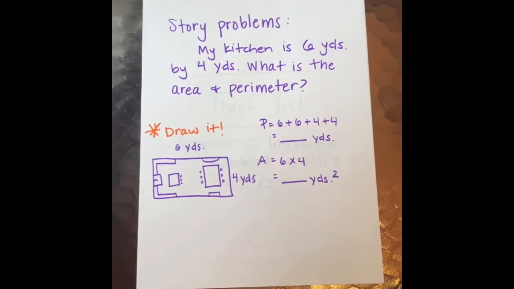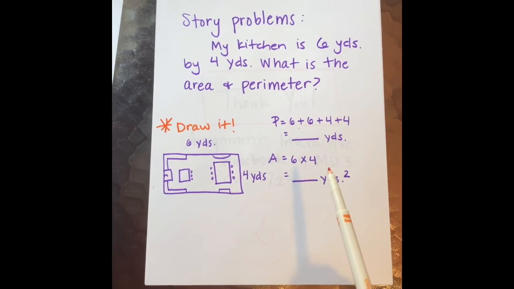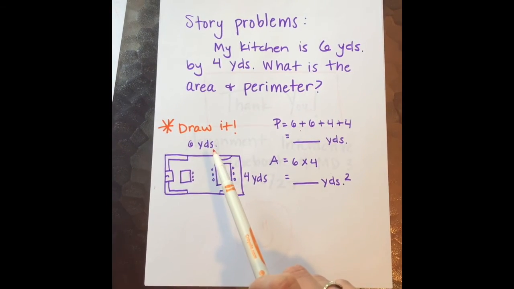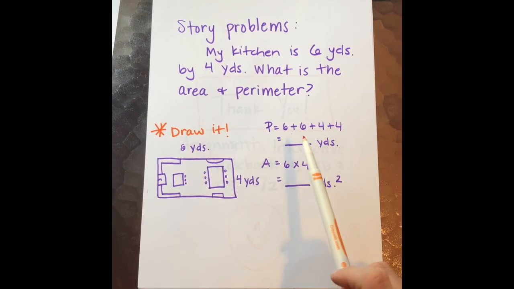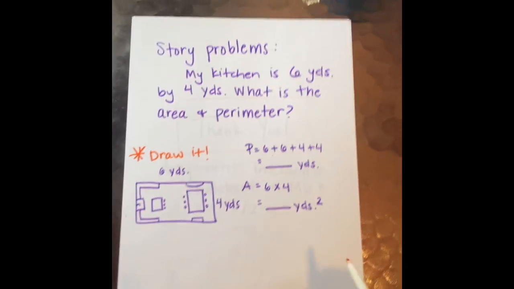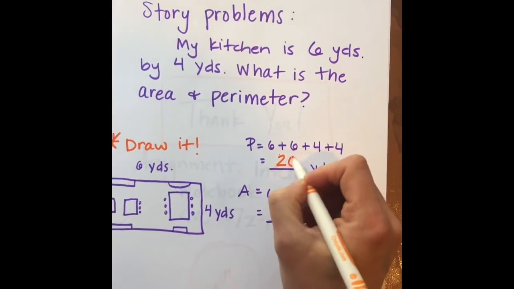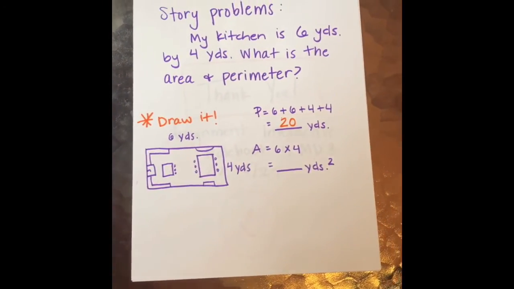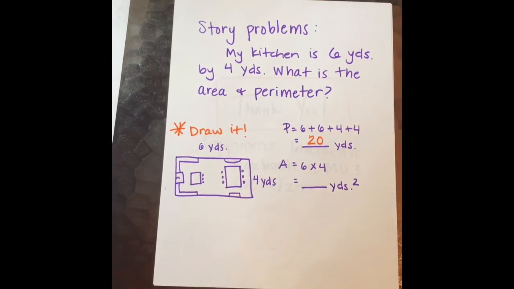Using the same steps that we did before with perimeter, we're simply going to add up each side, 6 yards and 6 yards, 12, plus 4 yards, plus 4 yards, get a total of 20 yards. My kitchen is 20 yards all the way around.